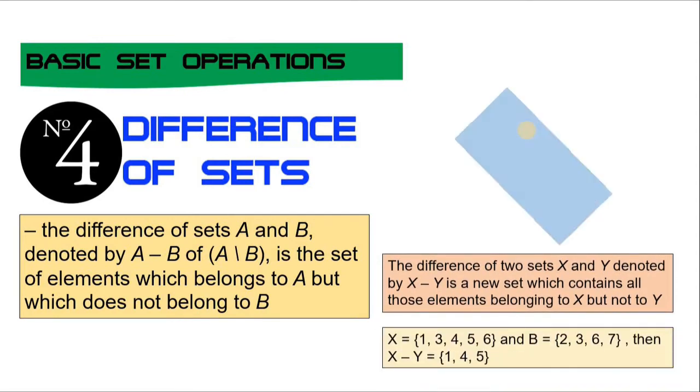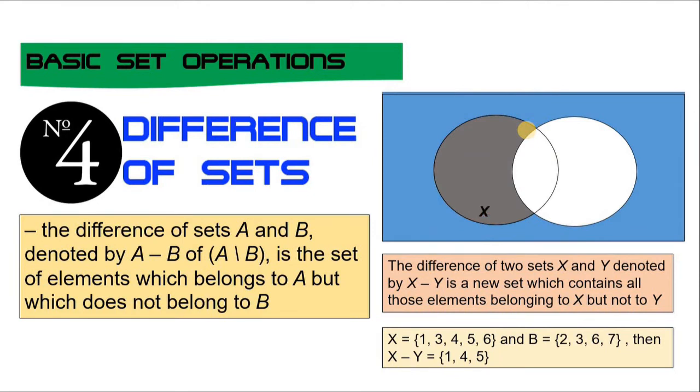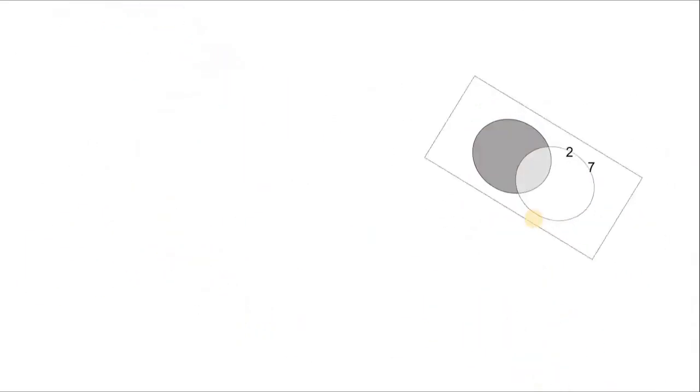This is the given. Set X is 1, 3, 4, 5, 6. Set Y is 2, 3, 6, 7. Then X minus Y is 1, 4, 5, because those are the elements that belong to X but not in Y. It's like we cancel the elements common to both, and what is left in the first set is our difference of a set. So, to understand it better, let's watch this.